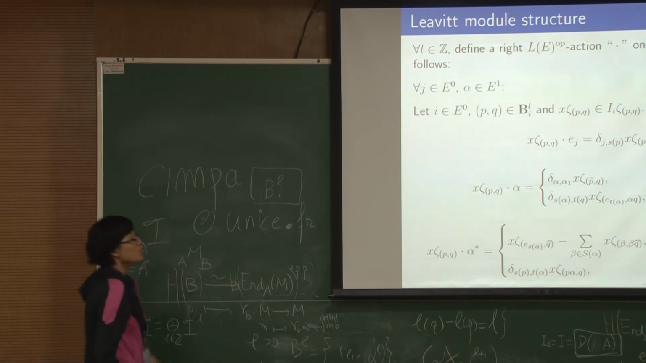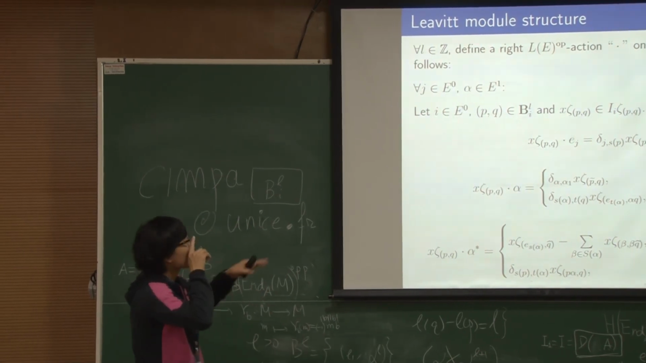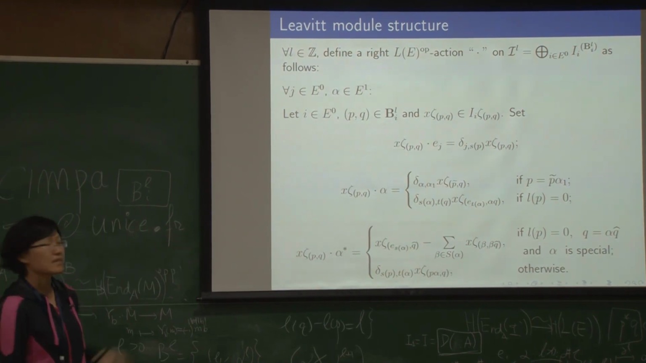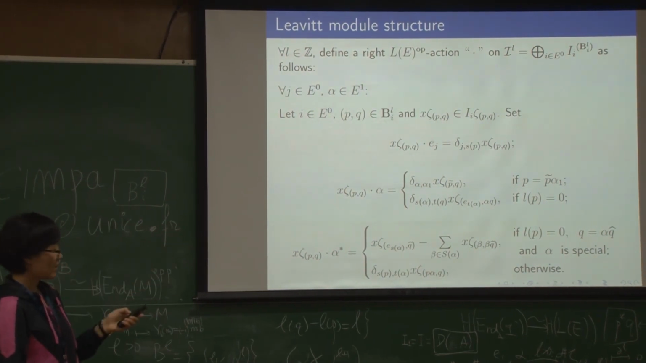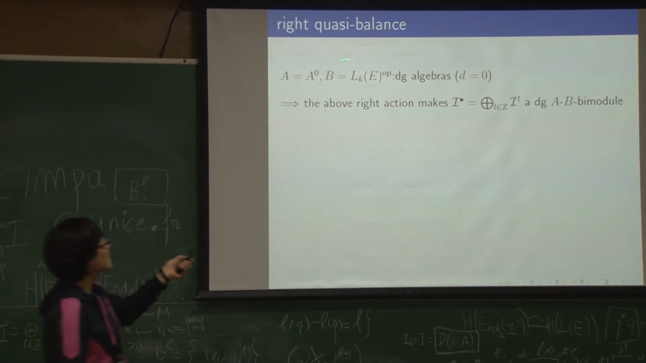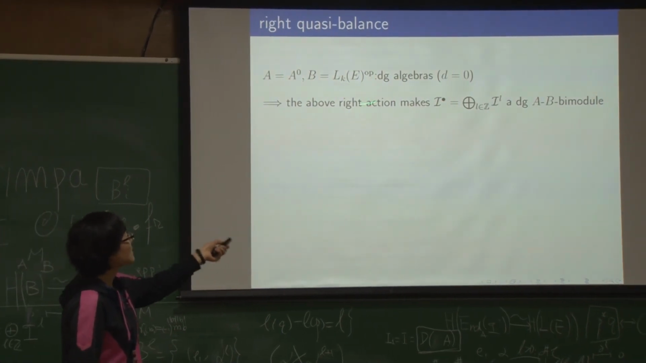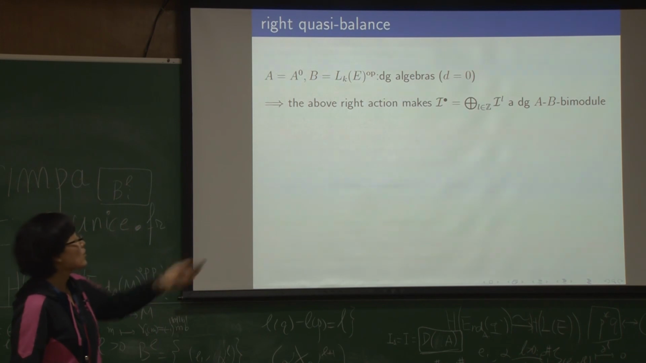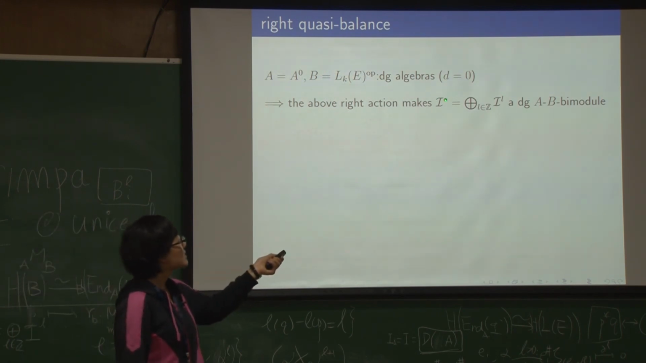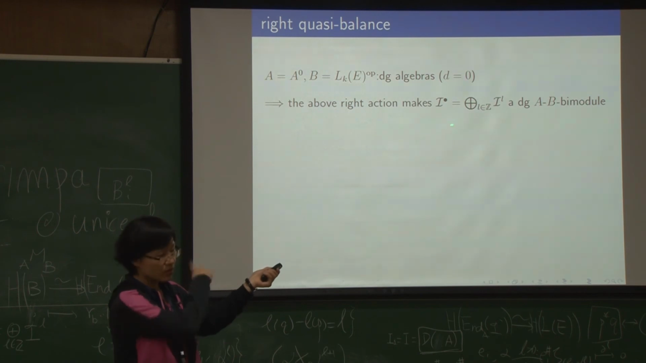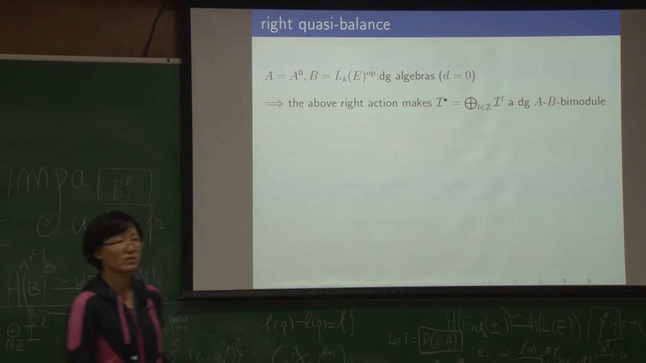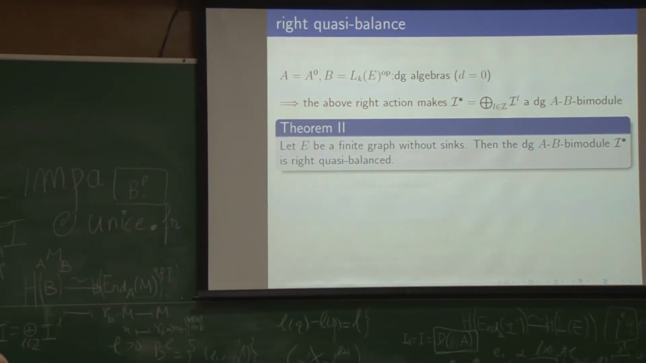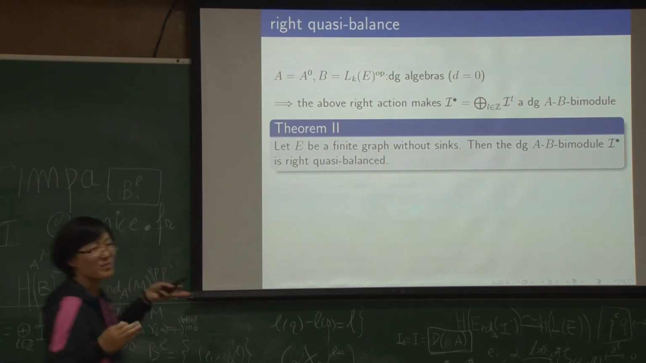DG A-module. So what we need to do is give it a right level path algebra module structure. Here we need to define a right action, and here are just the formulas. Then we need to prove that, considering this as a DG algebra and the level path algebra as a DG algebra with trivial differential, this right action in the previous page makes it a bimodule. So the rest of the work is to prove that it is quasi-balanced.